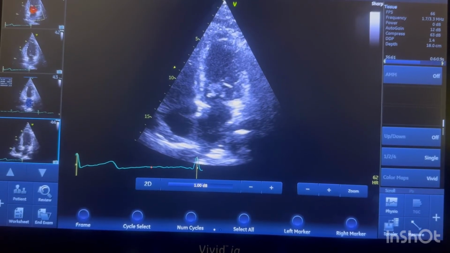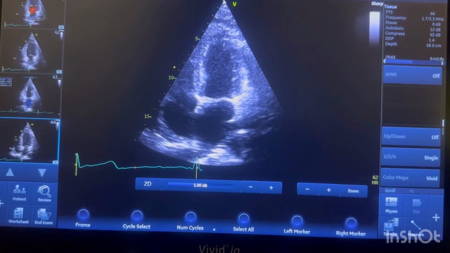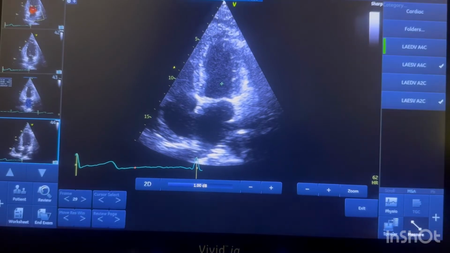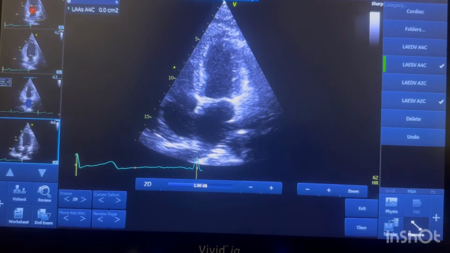We'll just freeze it. Now you can see this is the appendage here. We can see this is a part of the appendage here. So you should not be going this way and this way. This is a part of the pulmonary vein. So you should go just straight this way. I'll do it now for you. For example, LA end systolic volume. So you are doing end systolic volume. You do this. So this is the right way to do it.